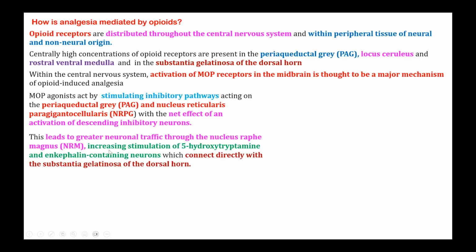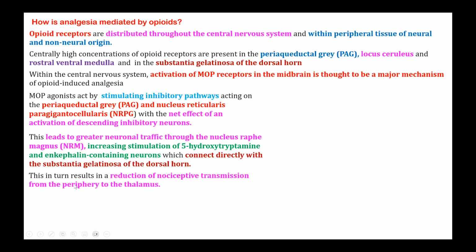So this leads to greater neuronal traffic through the nucleus raphe, increasing stimulation of 5-hydroxytryptamine and enkephalin containing neurons, which connect directly with the substantia gelatinosa. And this causes a reduction in nociceptive transmission from the periphery to the thalamus.